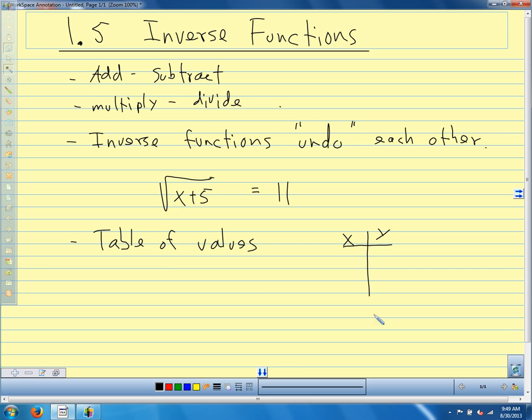Someone said it before. I don't think we were necessarily thinking of table of values, but we definitely said it. Not quite the reciprocal, but what did you say? Someone said flip it. So the x's and the y's get switched. So if we're looking at a table of values, the inverse function would switch the x's and y's.